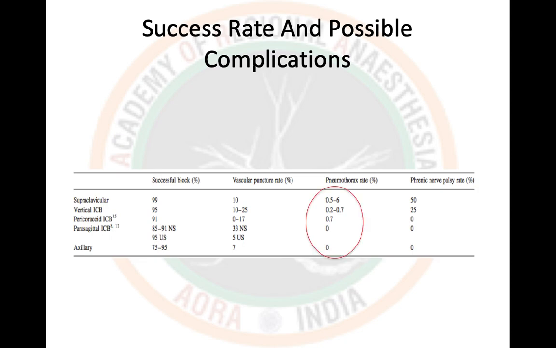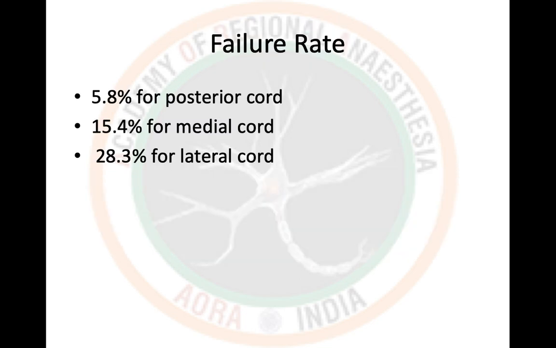Possible complication, as I said, with supraclavicular pneumothorax is 0.5 to 6%, but with VIB and pericoracoid it is 0.2 to 0.7%, so it is less as compared to supraclavicular. And phrenic nerve palsy with supraclavicular it is 50%, with vertical infraclavicular or VIB it is 25%, and with the pericoracoid approach it is almost 0%. So the complication rate is lower compared to supraclavicular block. If you can stimulate the posterior cord, the failure rate is low, 5.8%, but with medial cord and lateral cord, the failure rate is higher.